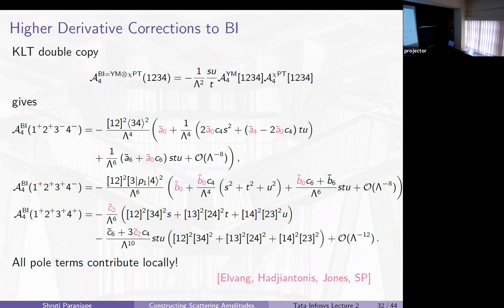So on the left-hand side, you compute the 4-point amplitude. That's for the abelian theory, right? And then you take Yang-Mills color perturbation theory, double copy, and symmetrize, and then you get exact equivalence with Born-Infeld, provided some terms are chosen for the higher derivatives.